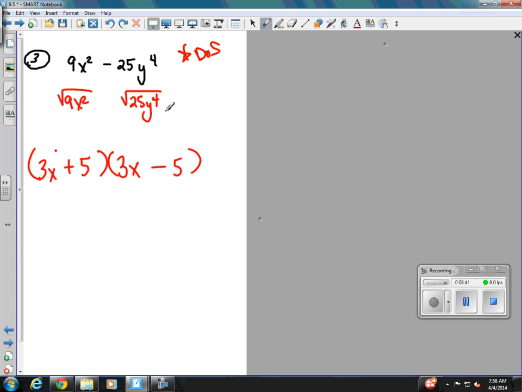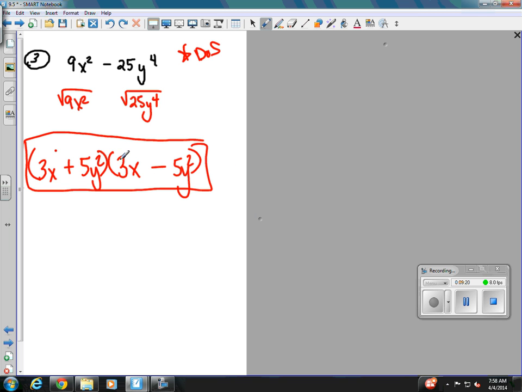Now, y to the fourth, it has to be to an even power because, like how we said, x squared breaks apart into x and x. Well, our y to the fourth is going to do the same thing. Y to the fourth is going to break apart into y squared and y squared. So it has to be an even power so I can separate it evenly. If it had been to the 6th power, it would have been a 3 and a 3. So the square root of y to the fourth is y squared and y squared, because it can break apart evenly into 2 and 2. There we go.